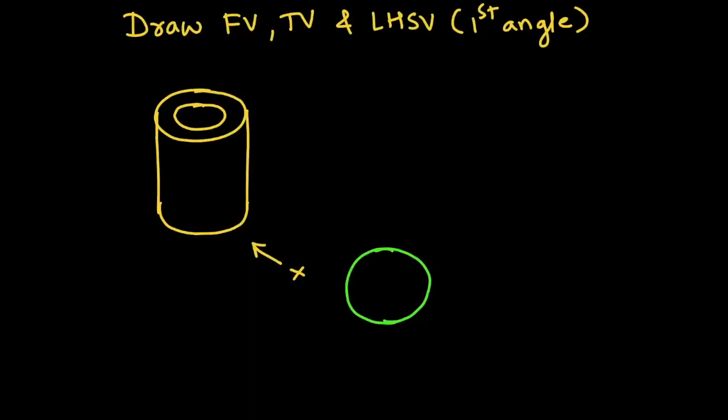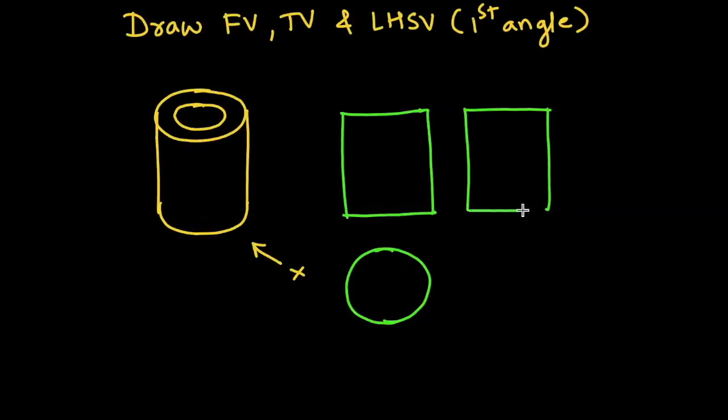After that, in the front view, what do you see? Rectangle. In the side view, again you will see a rectangle. But let me ask you, how do you see a rectangle? It's a curved surface, right? So there are no lines. Then how do you see a line?